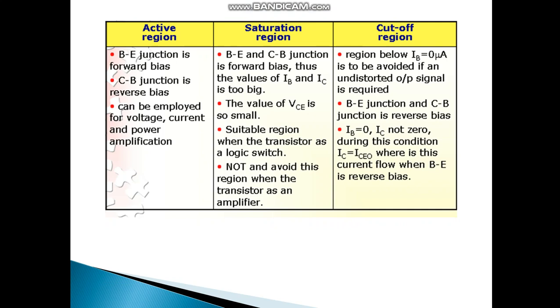In the active region, base emitter junction is forward biased, collector base junction is reverse biased. In the saturation region, base emitter and collector base junctions are forward biased, thus the values of IB and IC are too big. In the cutoff region, the region below IB equal to 0 microamps is to be avoided if undistorted output signal is required.